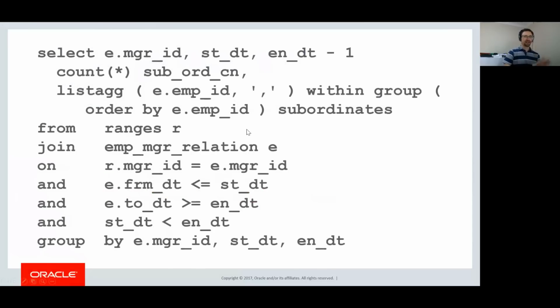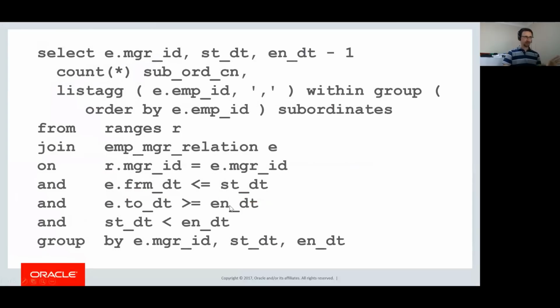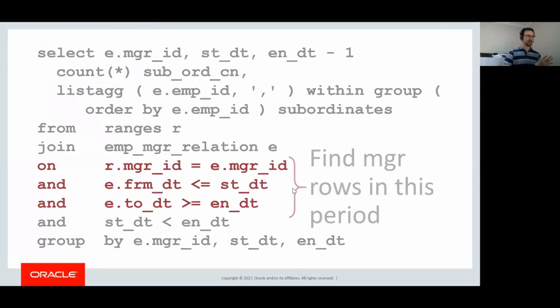So next thing we need to do is actually join this into our original table. So we'll go back here. We've got our ranges. For each manager, we want to join back to the original table and show all the employees who fall in this from and to time period that we've just calculated here. So this is a query a bit like this. Looks a bit scary, so we'll break it down a bit.